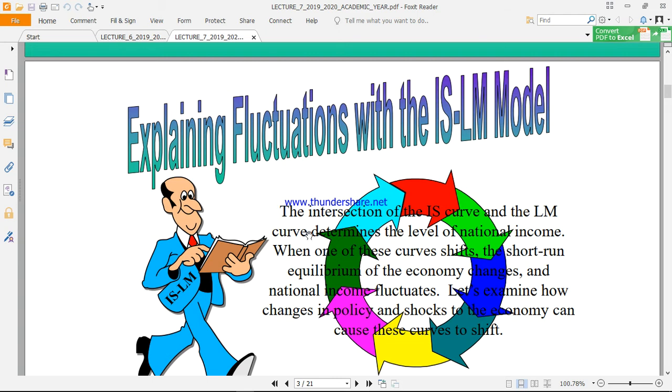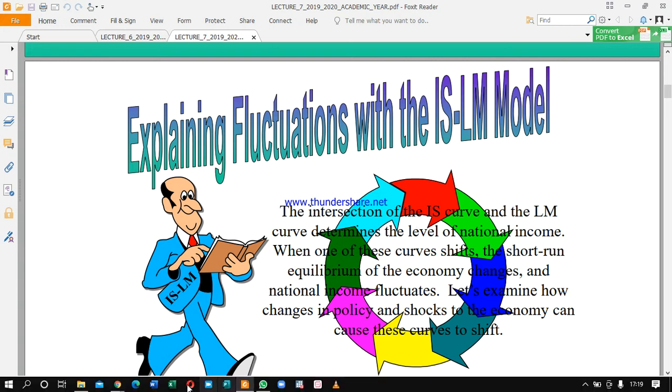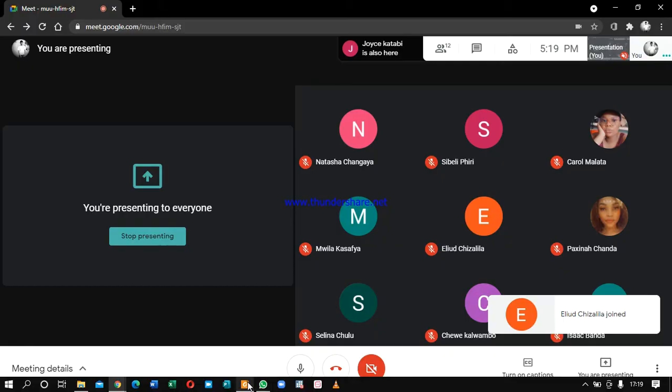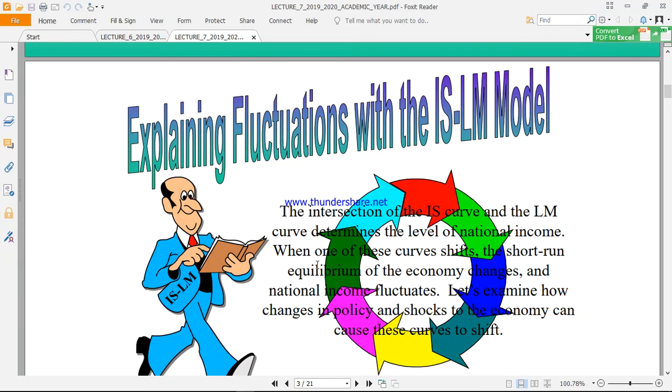Okay, so the intersection of the IS curve and the LM curve determines the level of national income. And then we said that when one of these curves shifts, then the short-run equilibrium of the economy is going to change, and the national income is going to fluctuate.